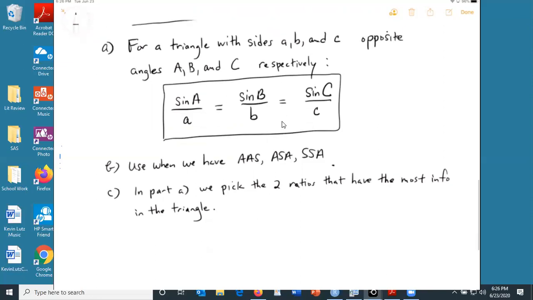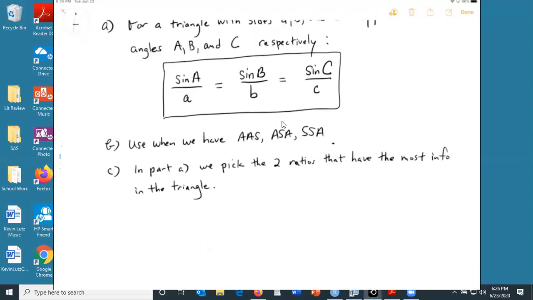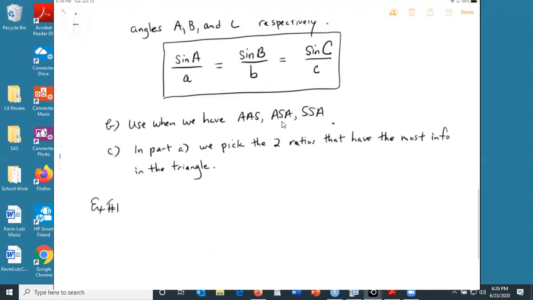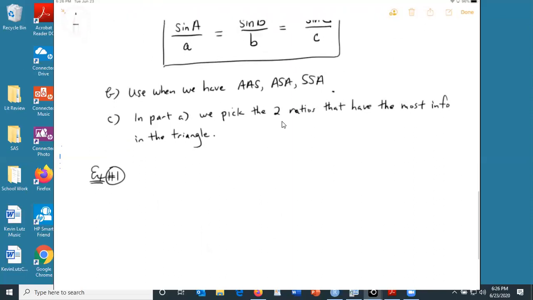Okay, so let's do some examples. So let's say we have this triangle here, and let's say we have angles A, B, and C. So notice the capital letters will go outside at the corners. So those are the angles. And let's say the bottom side here has a length of 4. Angle B is 40 degrees and angle A is 45 degrees.